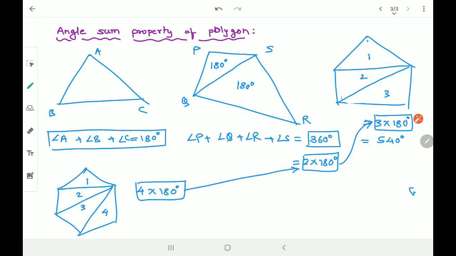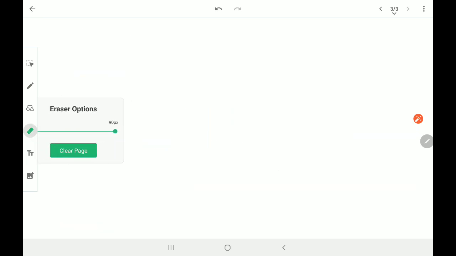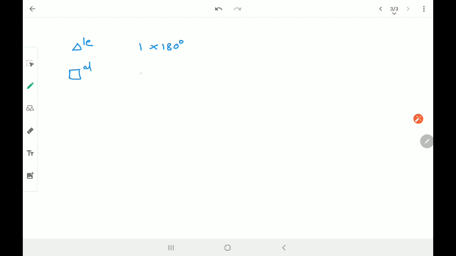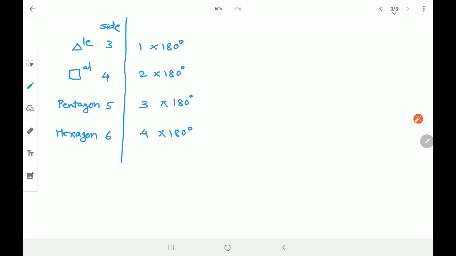Can you generalize this property? Now check. In case I draw the table, I'll just clear this page and do it again. For a triangle, it is 1 into 180. For a quadrilateral, it is 2 into 180. For a pentagon, with 5 sides, it is 3 into 180, right? And for a hexagon, it is 4 into 180. Okay, so this is the number of sides. If I say here 3, here 4, here 5, here 6, can you generalize the rule?